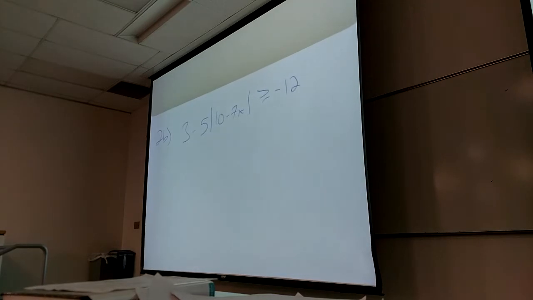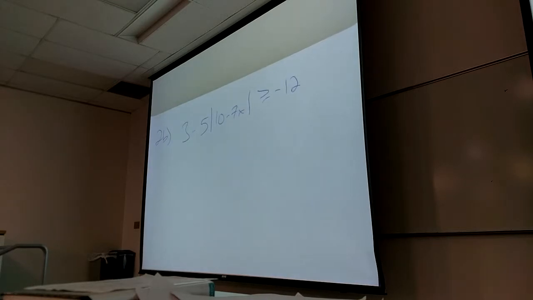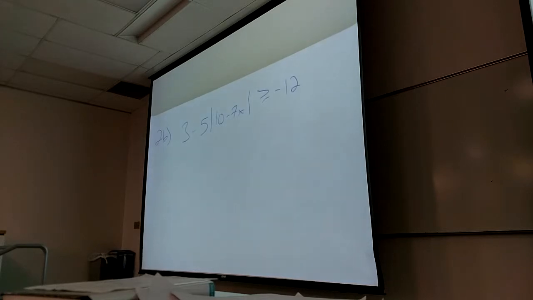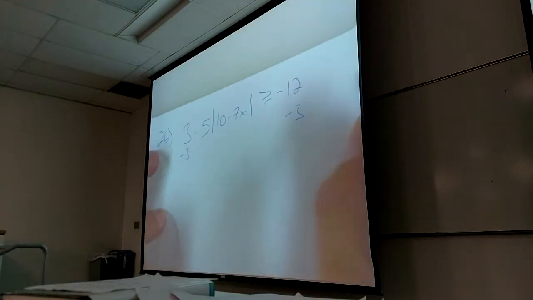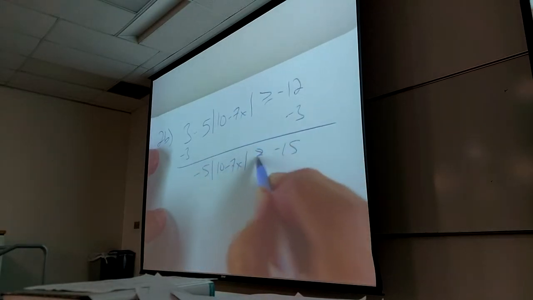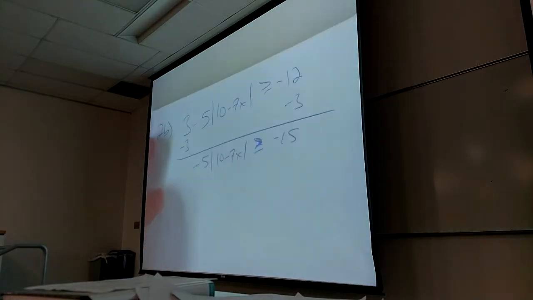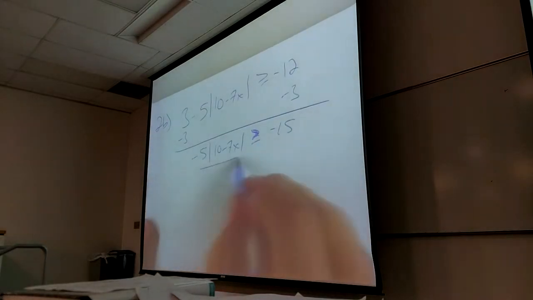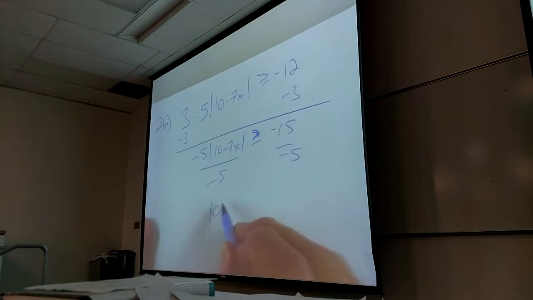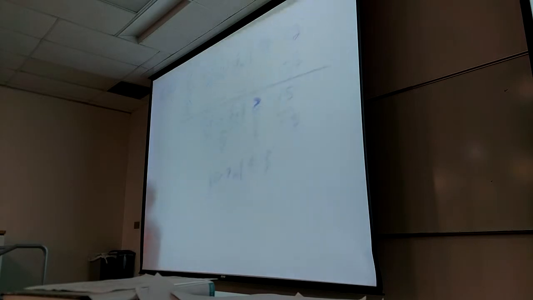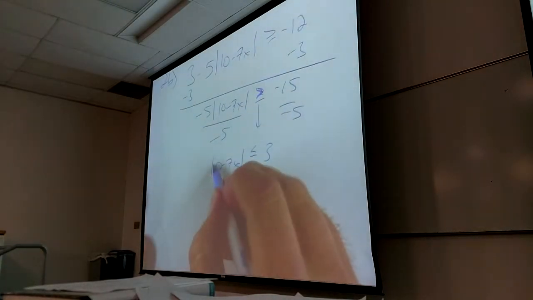I want to subtract 3. Subtract 3. I love it. Some of us add 3, which is neat, but that's 6 if I do that. So I got to subtract 3. So we get negative 5 times the absolute value, greater than or equal to negative 15. Yep, divide by negative 5. And like Mark said, that's got to flip.